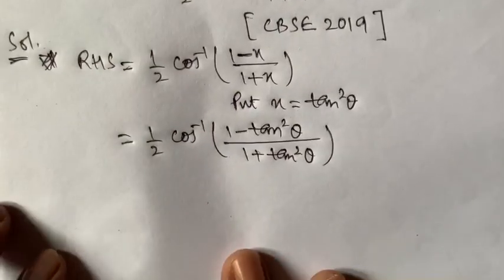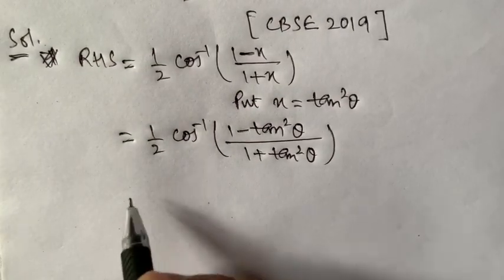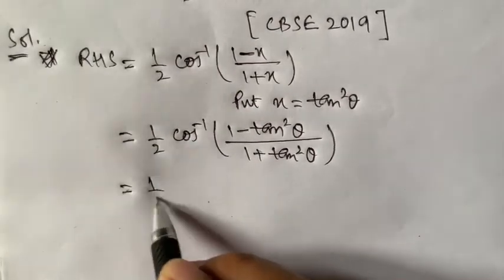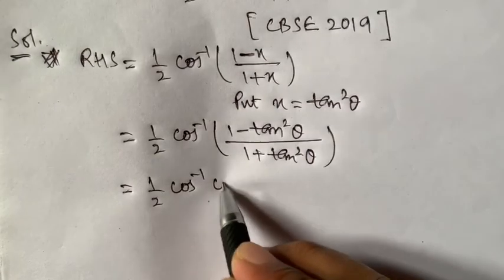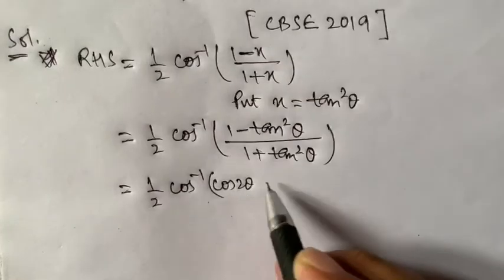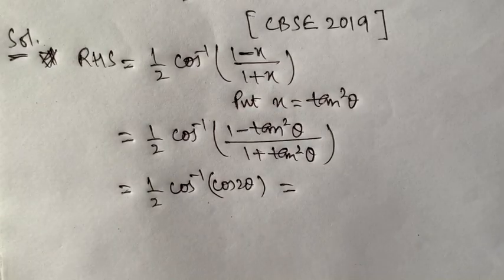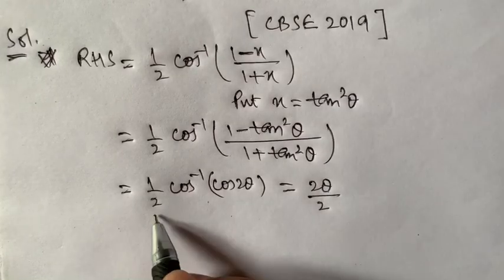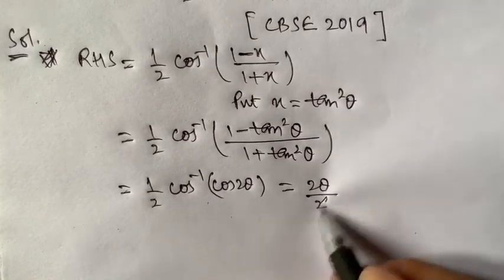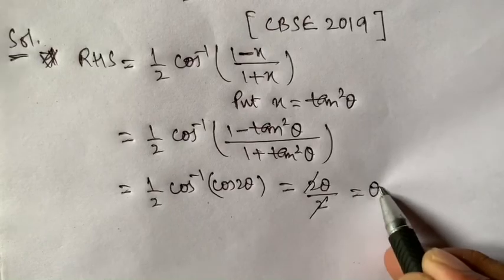Now we have (1 minus tan square theta) upon (1 plus tan square theta) equal to what? Cos 2 theta. Now cos inverse and cos will cancel to give us 2 theta upon 2. From here it will be 2. Now 2 will cancel and it is theta.